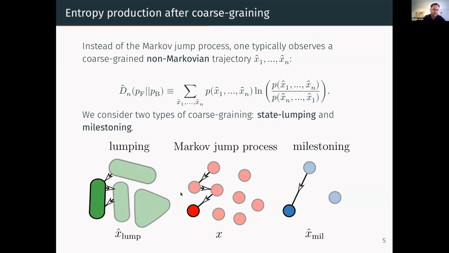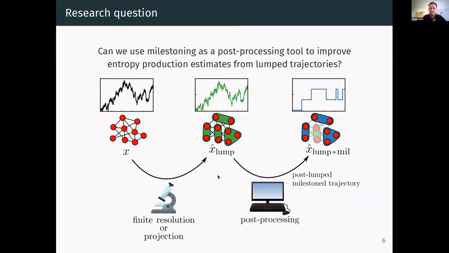And these recrossing events are a known problem of lumping that you will get because lumps share an equal border. You will have very often fast recrossing events between lumps, and this deteriorates your path probabilities and therefore your steady state entropy production. And now comes the question at hand for us. Can we use milestoning as a post-processing tool to improve entropy production estimates for lump trajectories?